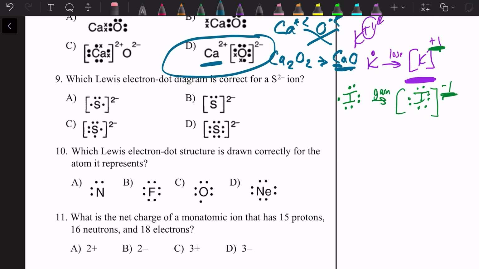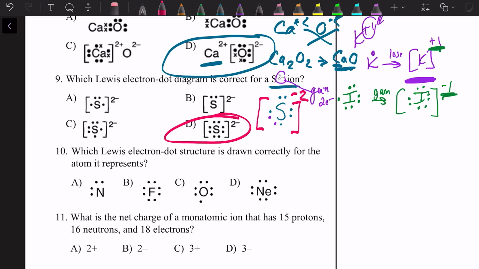Okay. Number 9 says, which is the Lewis electron dot diagram for the sulfur, or S2 minus ion. So sulfur normally has 6 valence electrons, and a -2 sign means it gains 2 electrons. So when you gain 2 electrons, you have 8. Now, this just looks like you don't know what you're doing, so you have the wrong number, but to let the world say, hey, I know what I'm doing, you add your brackets and your -2 charge, which makes it D. Again, a good shortcut for dot diagrams for ions.